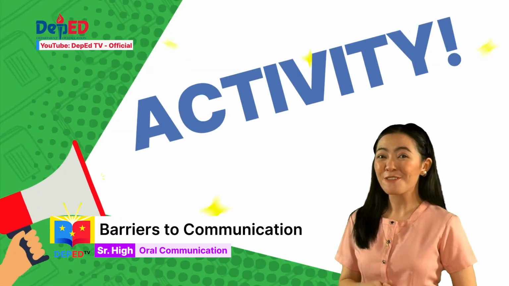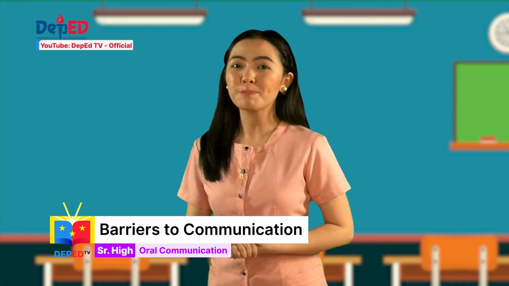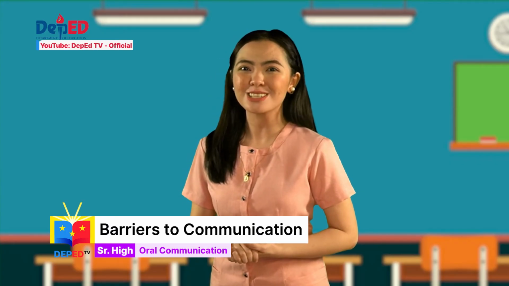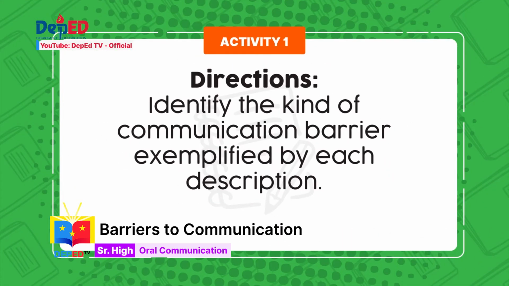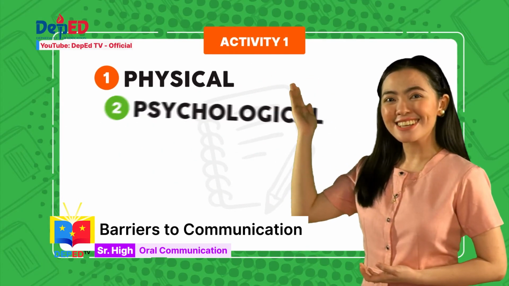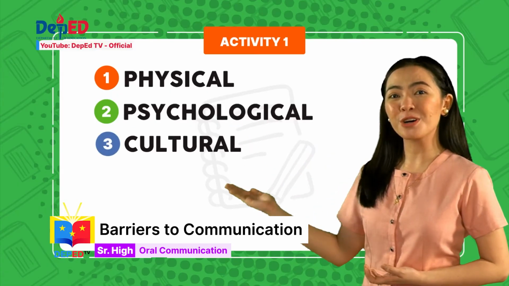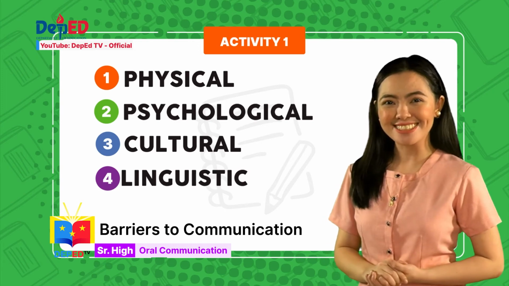Now it's time for an activity. You may open your self-learning module on page 31 as we answer Activity 1 and What's More. You will identify the kind of communication barrier exemplified by each description. Before we start, let's recall the four different barriers to communication. We have physical, psychological, cultural, and linguistic barriers. Are you ready? Let's begin.